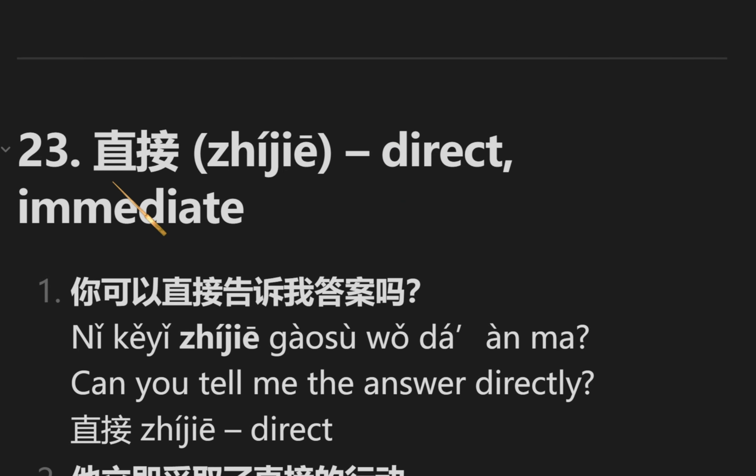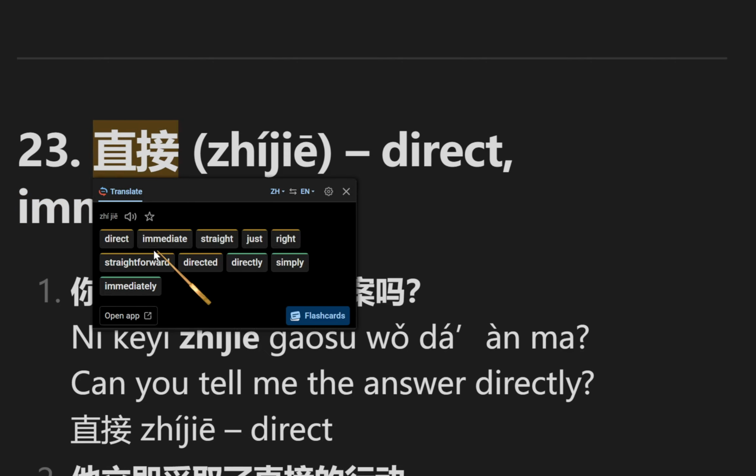Next one. 直接 direct or immediate. Direct, immediate, straight, just, right, straightforward, directly, simply, immediately. So sometimes it's mostly an adjective, sometimes it's an adverb. 副词 adverb, adjective.